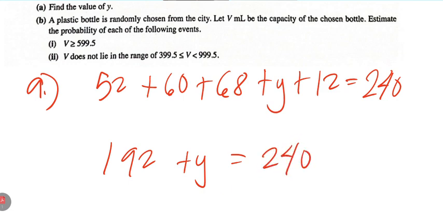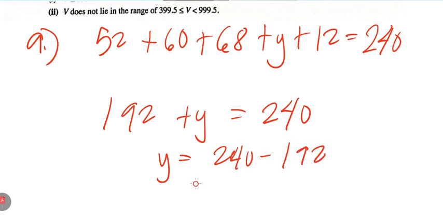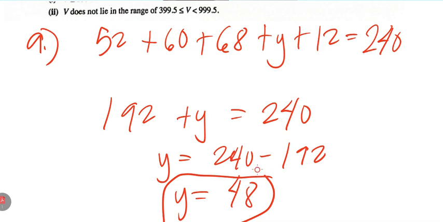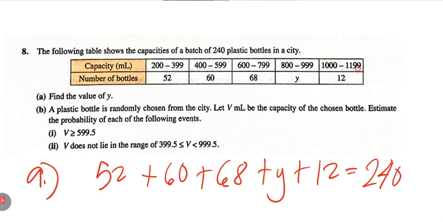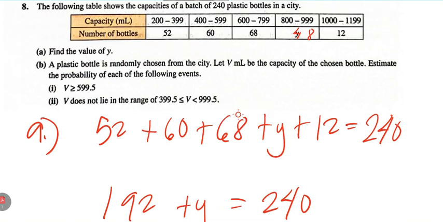Now, using the 192, we have y equals 240 minus 192. That is y equals 48. Okay, so we now have the value for y, which is 48. So let's write it down in that table so as not to be confused. So we have 48. Now moving on to the next one, we're going to find out B.